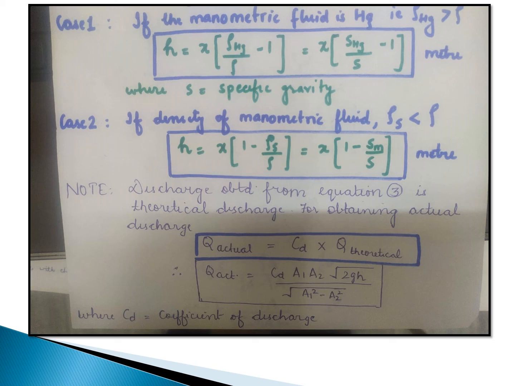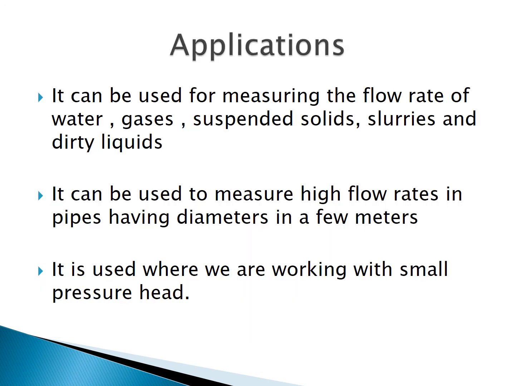You can read it in detail in the book, right? In the R.K. Bansal book there is a heading called hydraulic coefficients. From there you can read in detail. So lastly, you can see the applications of it. The venturimeter can be used for measuring the flow rate of water, gases, suspended solids, slurries and dirty liquids.